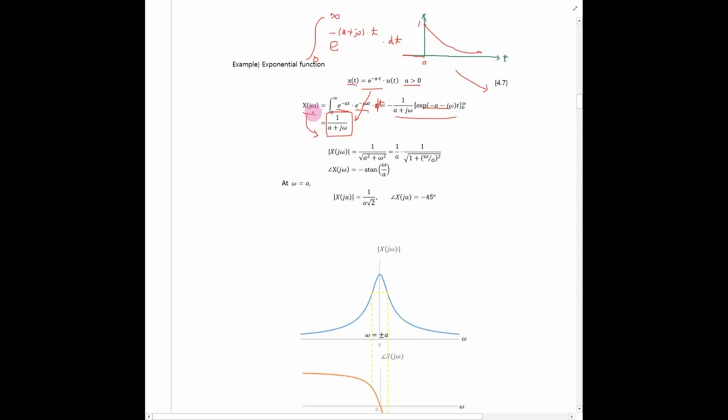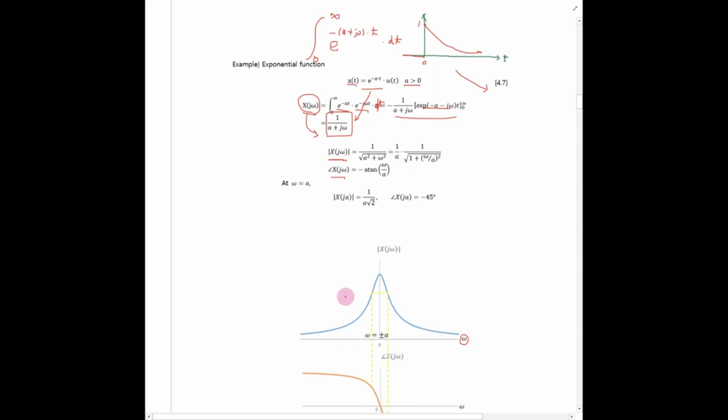When we plot this, you know that this is a complex number. We can plot its magnitude and phase. The magnitude can be found from these relationships. We can plot this magnitude with respect to omega. It's shown here. We can plot this magnitude versus omega.